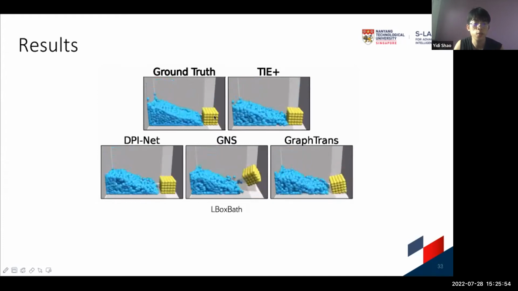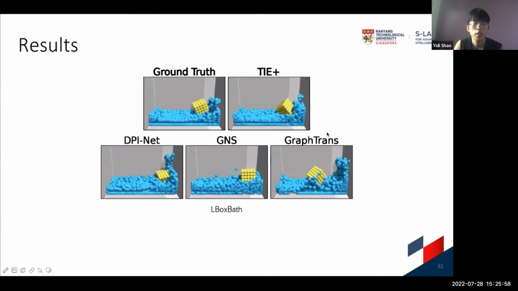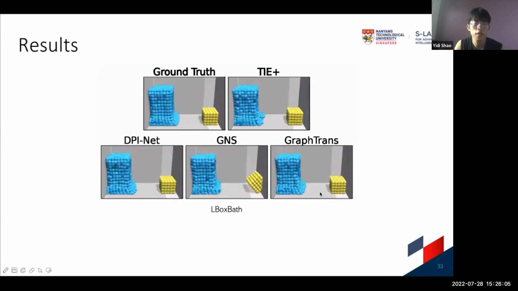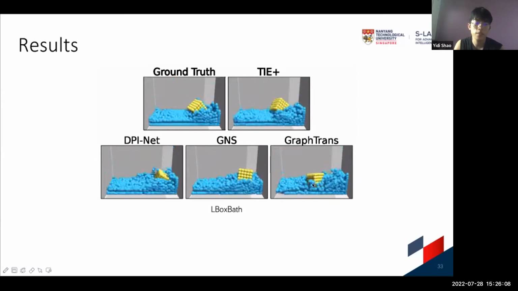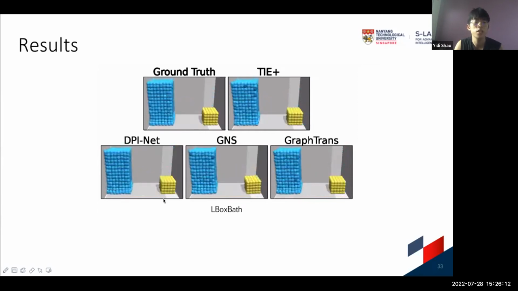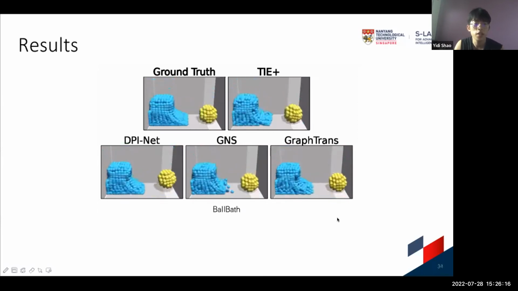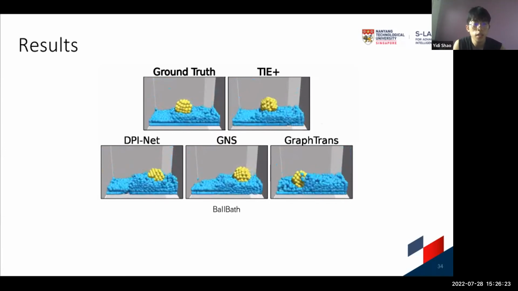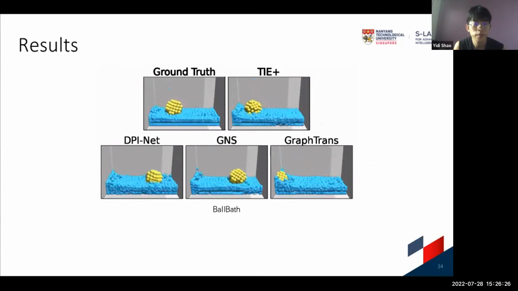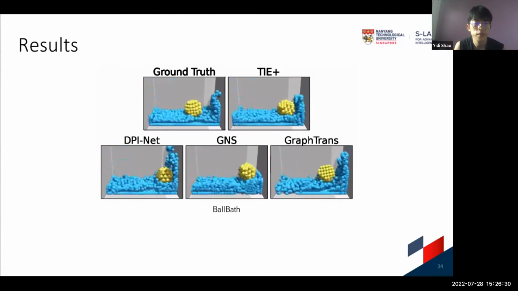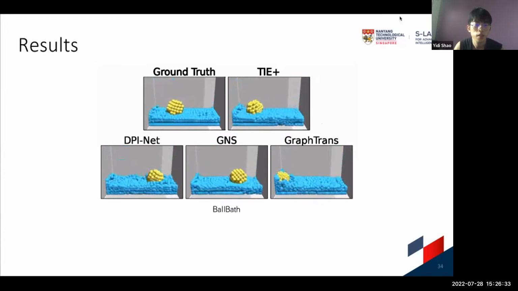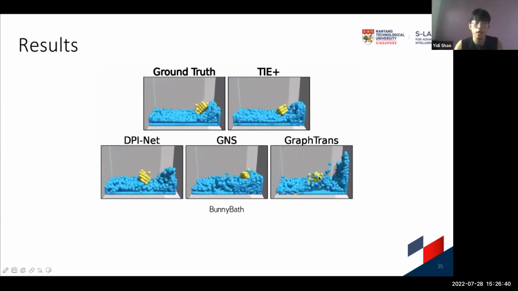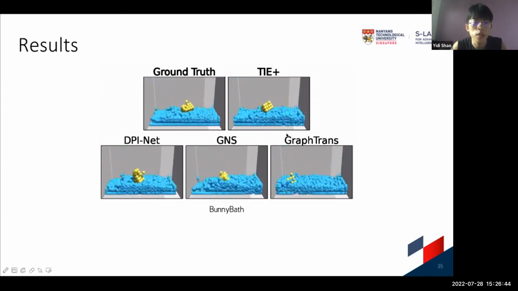And next is we enlarge the rigid box here. Yeah, we can see that there are still some artifacts in previous methods, and our model still can achieve better results. And here we also change the shape of the rigid object from the cube into the ball. And for a more complex shape, we change the cube into a bunny. So as is shown here.